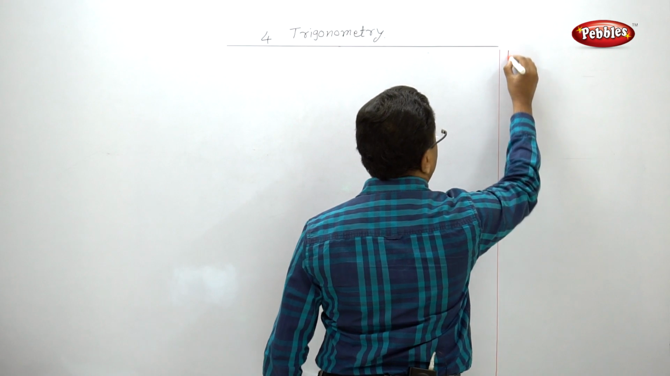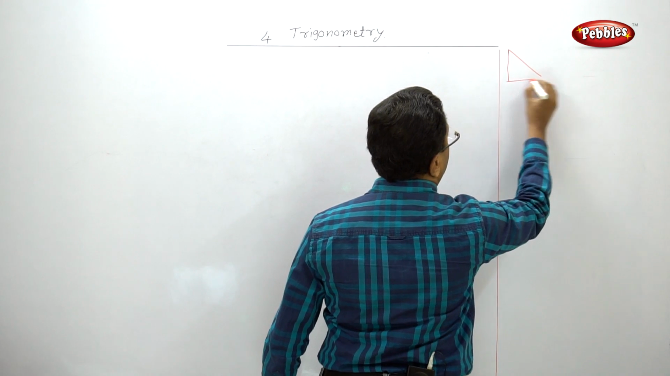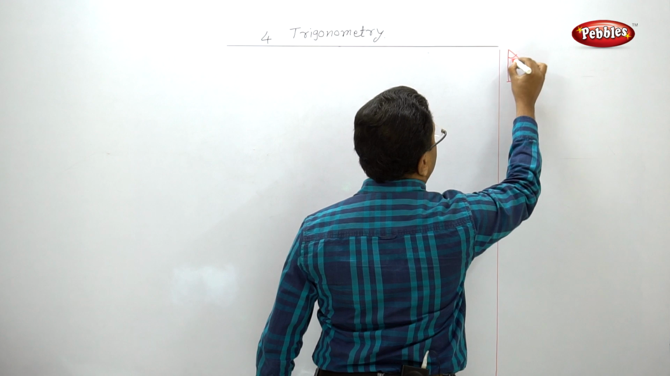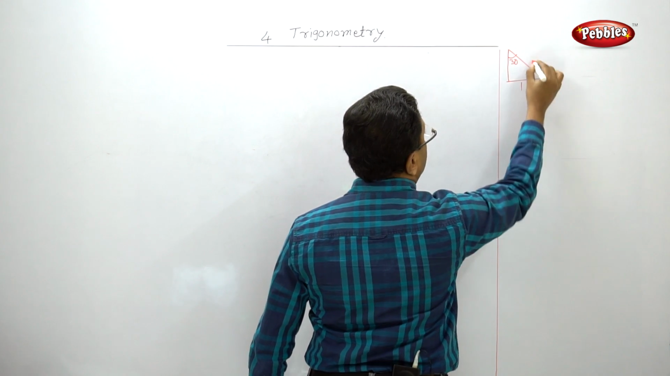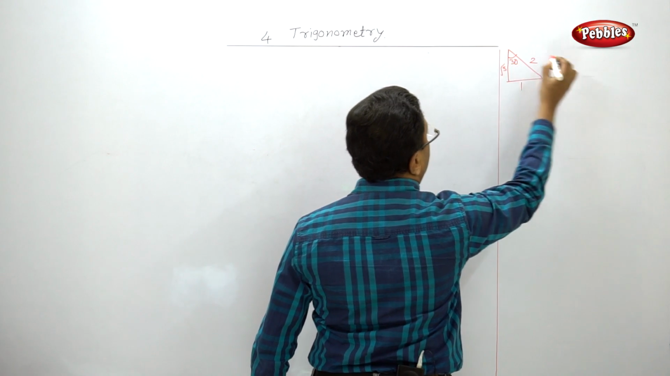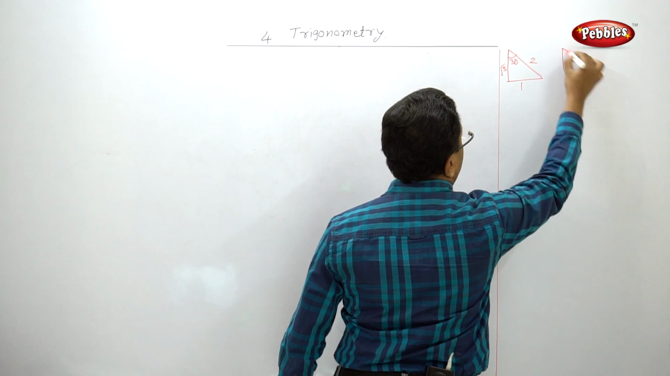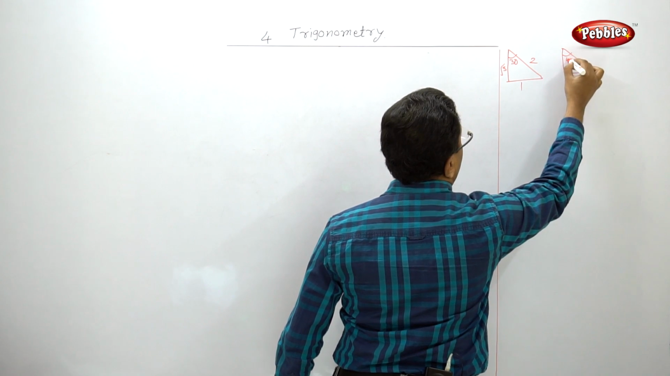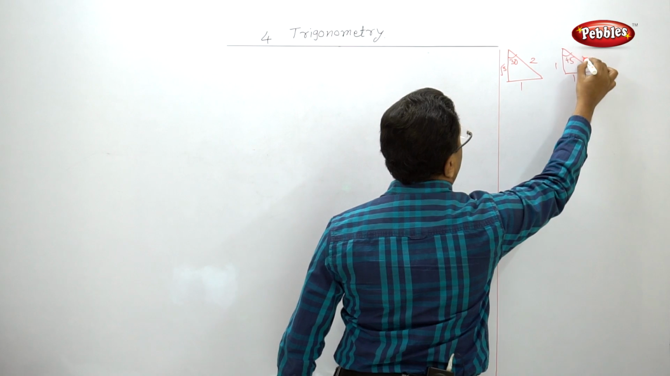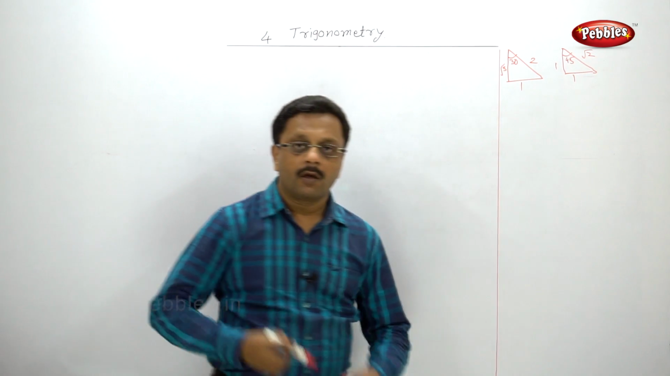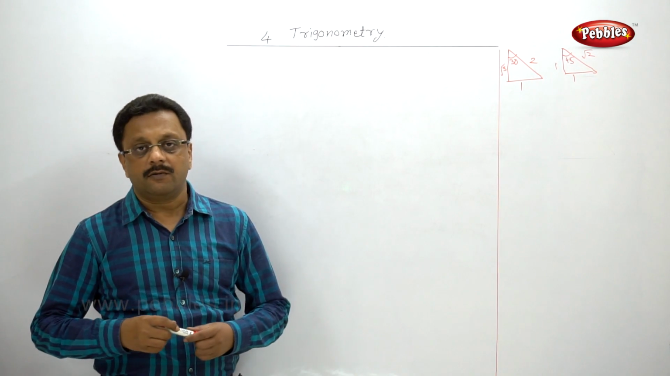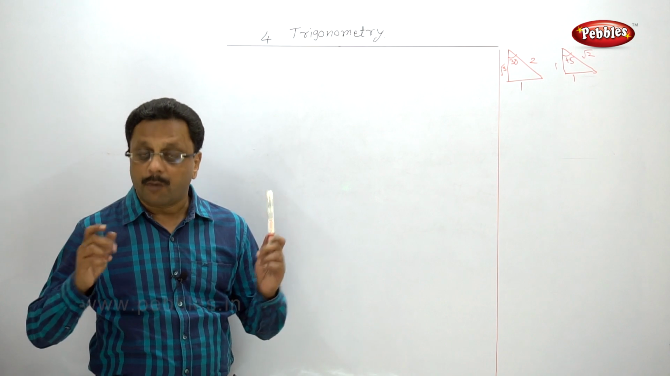Okay. Simply we will draw first two triangles here, which we have already learned. That is, this is 30 degrees, 1, 2 and root 3, and second was 45 degrees, 1, 1, root 2. Now all these identities we have seen for positive angles.